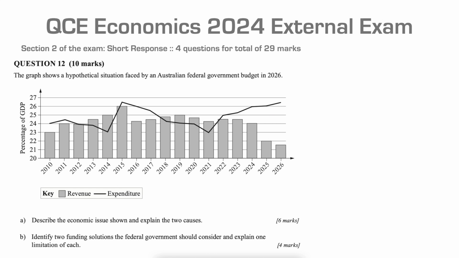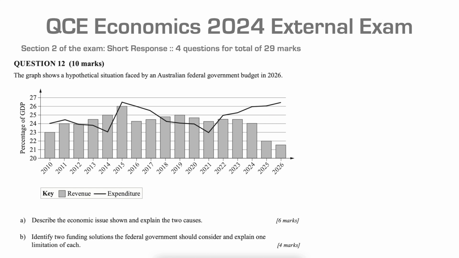This was the second short response question. It's worth 10 marks. The question reads, the graph shows a hypothetical situation faced by a federal government budget in 2026. So straight off that, we can see that we've got a question that's going to relate to fiscal policy. We're then provided with some data.